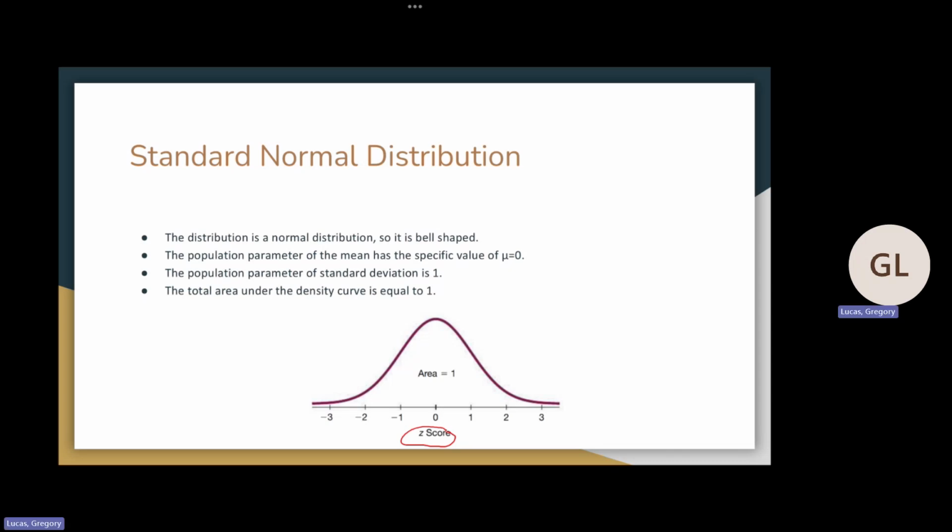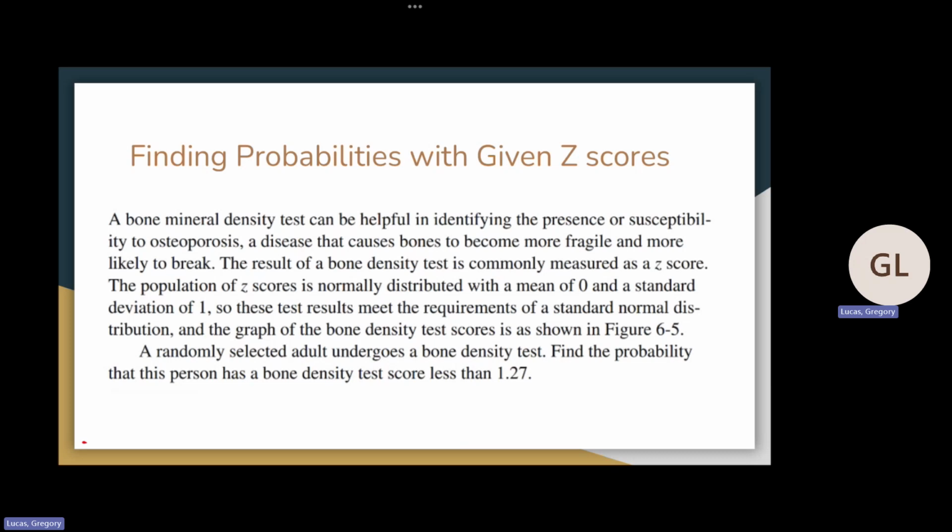So with that in mind, let's look at an example. So we have a bone mineral density test can be helpful in identifying the presence or susceptibility of osteoporosis, a disease that causes bones to become more fragile and more likely to break. The result of a bone density test is commonly measured with a z-score. The population of z-scores is normally distributed.